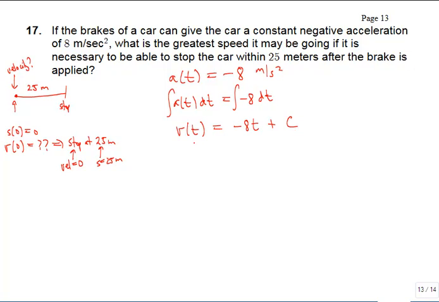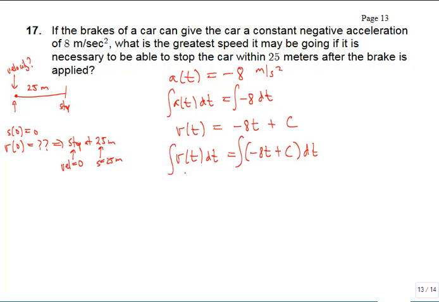Now I don't know what my initial condition is for velocity, so we can't really figure out that plus c yet. So let's just leave it as a c temporarily, and let's go ahead and integrate again because I do know something about position here. I do know an initial condition for position. So let's stick our dt's on both sides. I'm going to leave that c in there so it'll look a little bit strange.